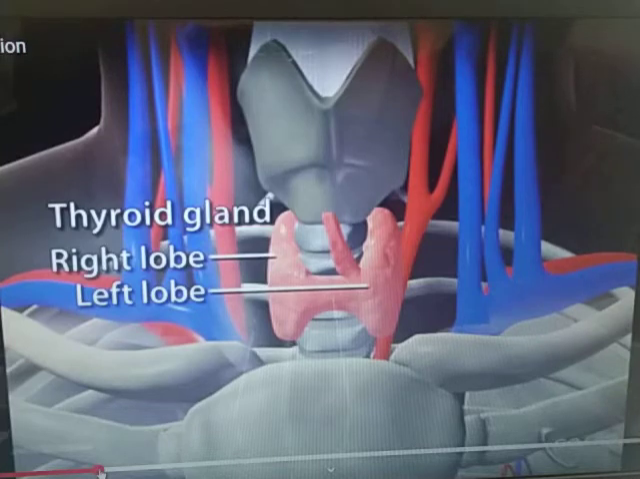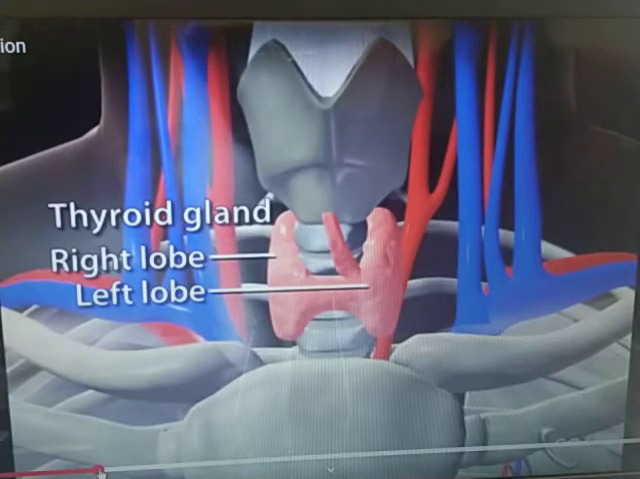Now this gland is stimulated to secrete hormones by thyroid stimulating hormone. That means the thyroid gland gets stimulated by the thyroid stimulating hormone, which is secreted by the pituitary gland, and the pituitary gland in turn is stimulated by the secretion of the hypothalamus. Thyroid stimulating hormone is also known as thyrotropin.